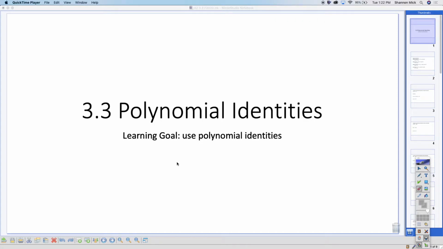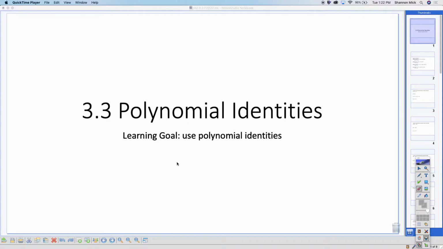2.3 polynomial identities. We're going to do the first part of that today, the second part tomorrow. We're going to use polynomial identities to factor and multiply more efficiently. Yesterday you multiplied and you had to use your box or you FOILed or whatever method you used, right? But today we're going to use identities. We're going to have 4 different identities and you're going to identify which one it is, and then use it to make this more efficient.